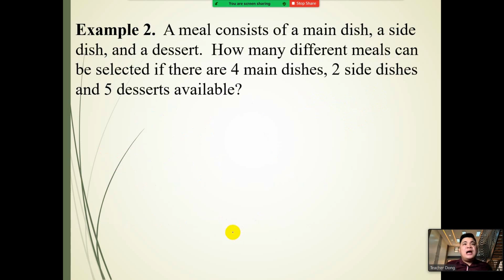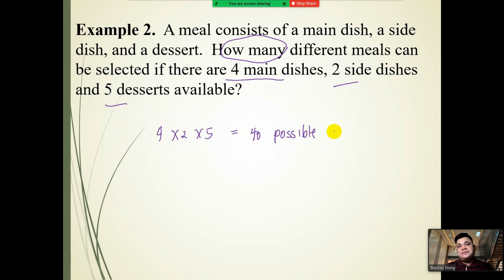Now, second example, a meal consists of a main dish, a side dish, and a dessert. How many different meals can be selected if there are 4 main dishes, 2 side dishes, and 5 desserts available? So in this case, we are just being asked how many, and we are not being asked to draw a tree diagram, systematic listing, or table in identifying the possible outcomes. So all we need to do here is to multiply 4, 2, and 5 to get the possible meals. So we have 4 times 2 times 5. So 4 times 2 is 8, and then times 5 is 40. So there are 40 possible meals. As simple as that. Okay?